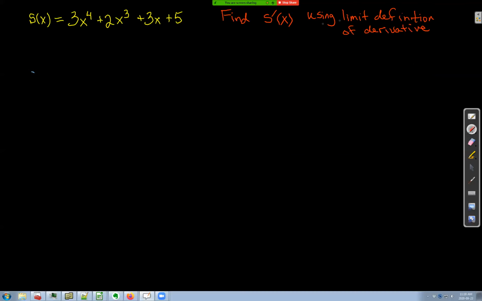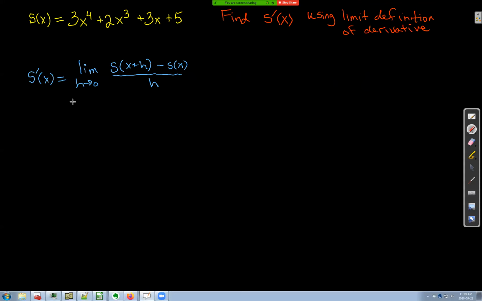The limit definition of the derivative says s prime of x is equal to the limit as h goes to 0 of s of x plus h minus s of x, divided by h. That's straight out of the book. That is the limit definition of the derivative that you should have memorized.